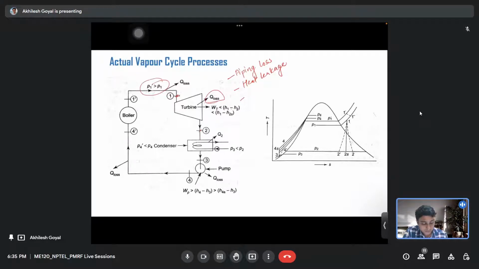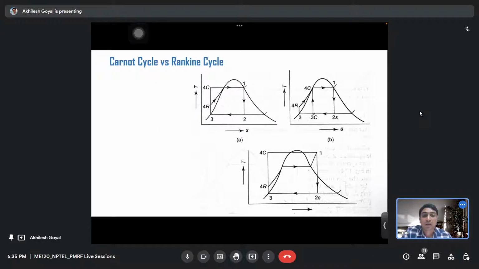And one more important thing here: what is the difference between the Carnot cycle that we talked about in the previous session and the Rankine cycle? We talked about the Carnot cycle in the last session, and in the Rankine cycle we are talking about here. So what is the difference? Both cycles are reversible ideal cycles.